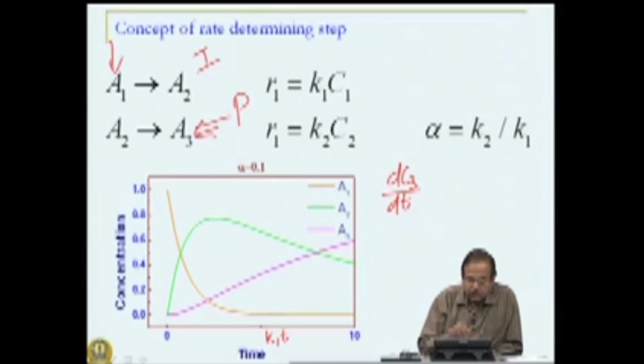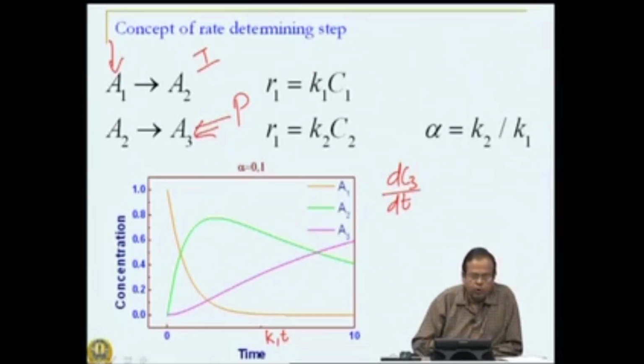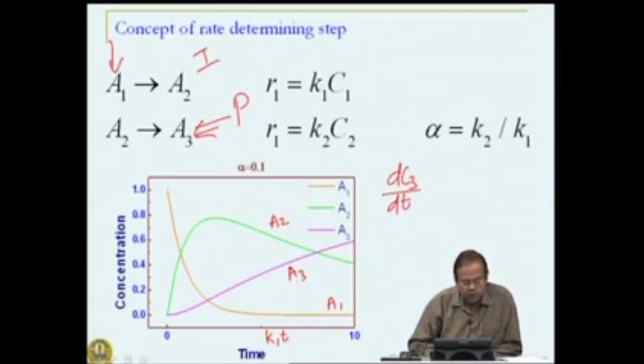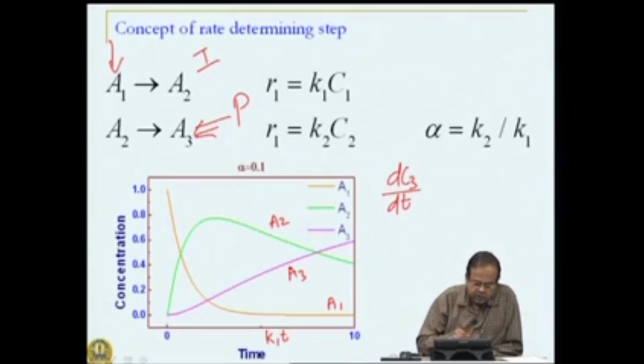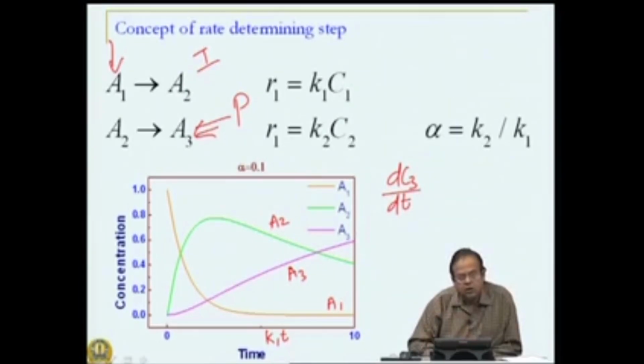So, let us look at the same results. We saw these results a few minutes back. For alpha value, that is the ratio of K2 by K1, to be 0.1, let us look at A1, A2, A3. So, we saw this earlier. So, A1, A2, A3. We see that A1 decreases, A2 first increases and then decreases, and A3 is continuously increasing.